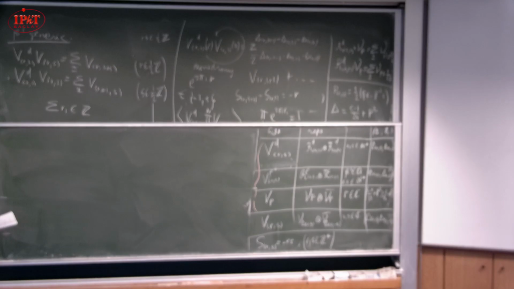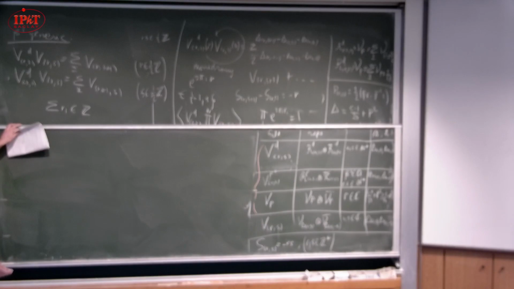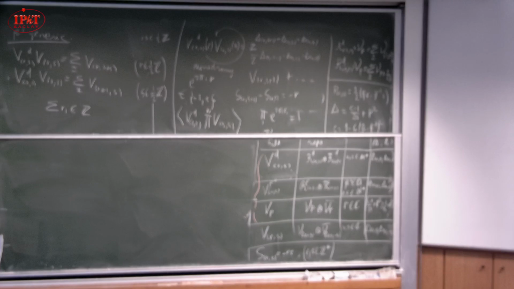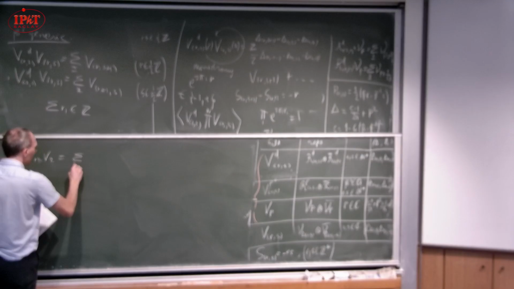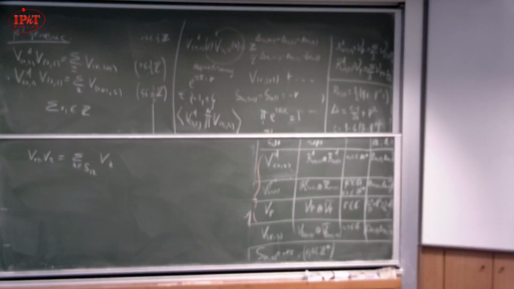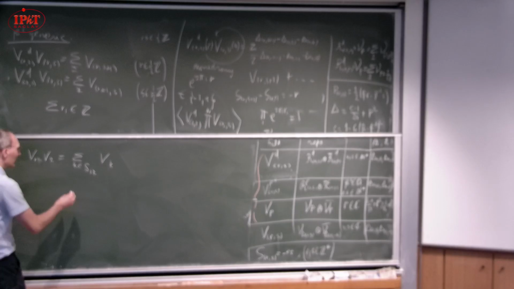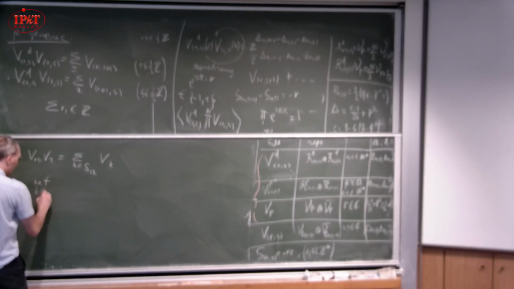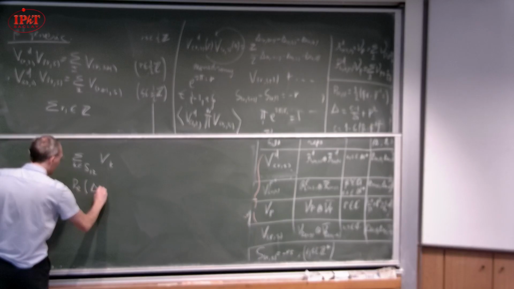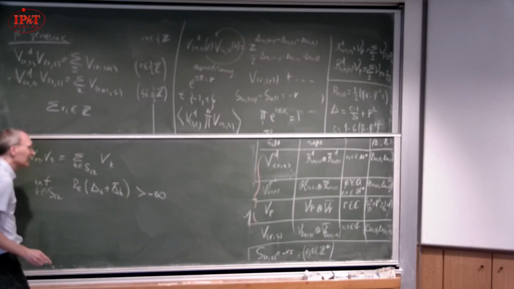Okay, so to finish these generalities about solvable CFTs, I want to say something on the convergence of OPEs. Let's imagine we have some OPE V1 V2 equals the sum over the spectrum of primary fields Vk. For this to converge, basically we want the conformal dimensions of these fields to be bounded from below. More precisely, we want the inf over this spectrum of the real part of delta k plus delta bar k to be more than minus infinity.